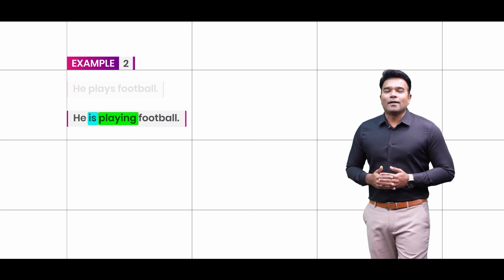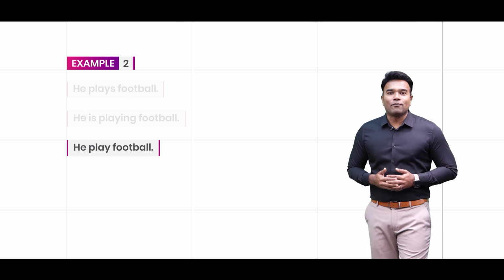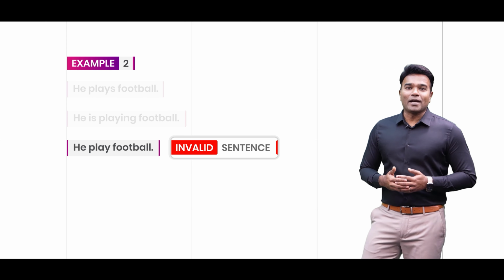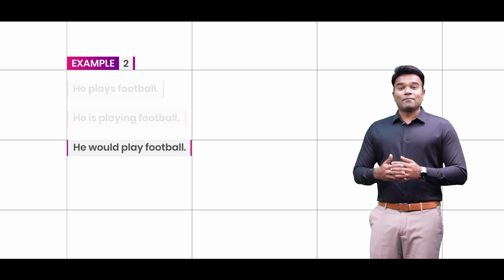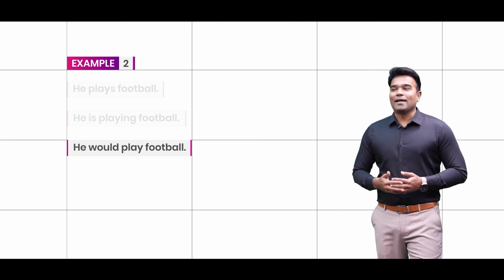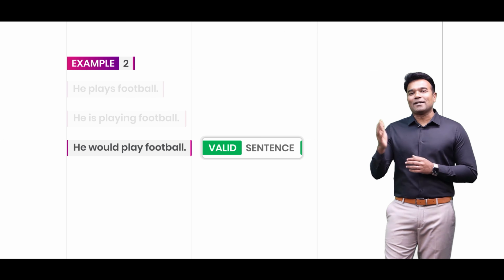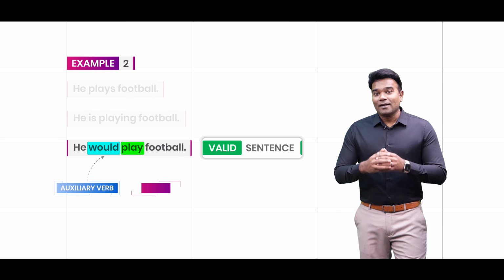Anyway, have a look at this statement. It is invalid, right? "He play football" definitely is an invalid sentence, and if I have to make it valid, then I can bring in an auxiliary verb, would. And now you can notice that "he would play football" is a valid English sentence in which would is the auxiliary verb and play happens to be the main verb.